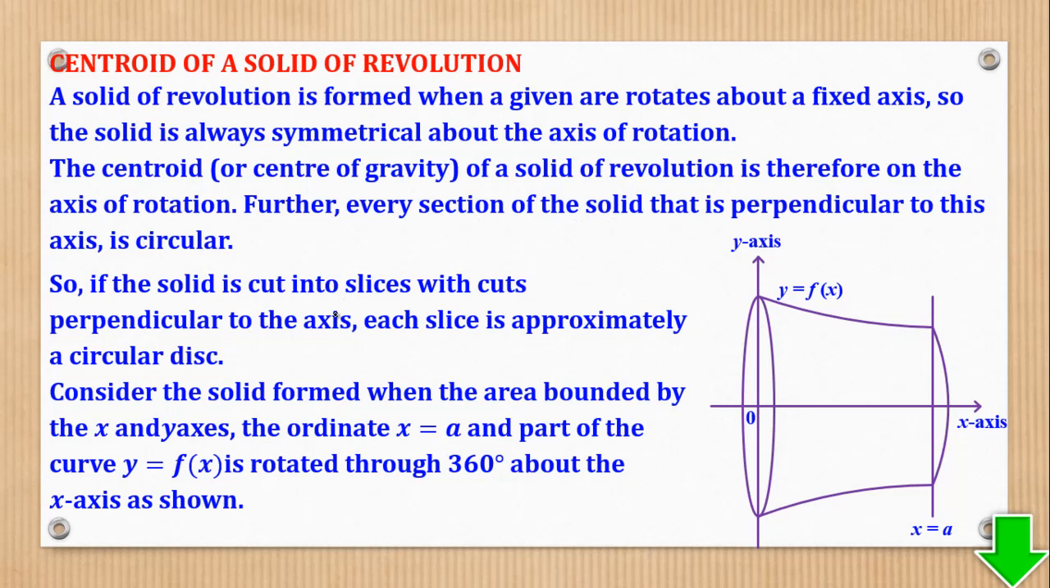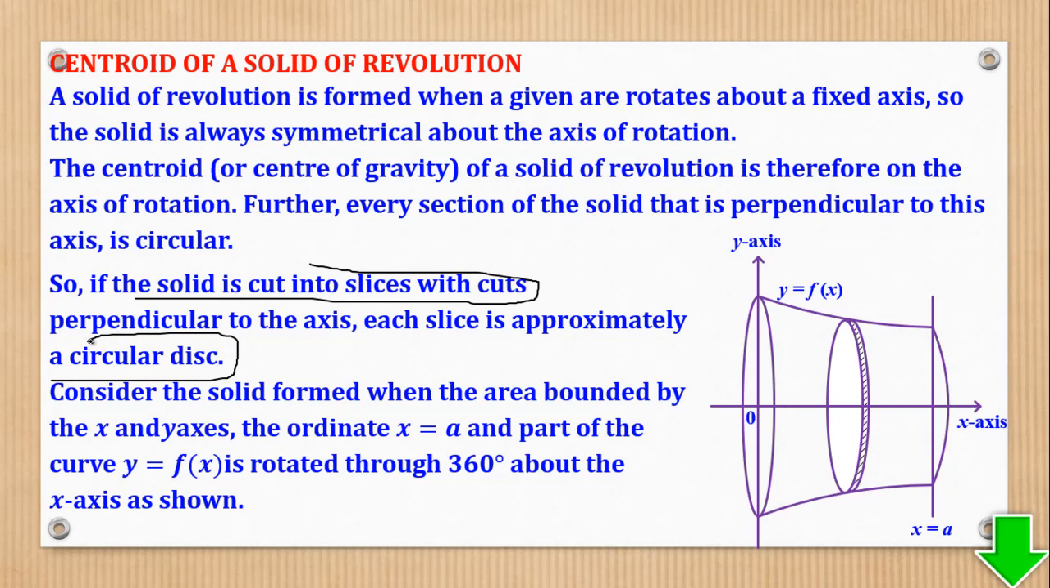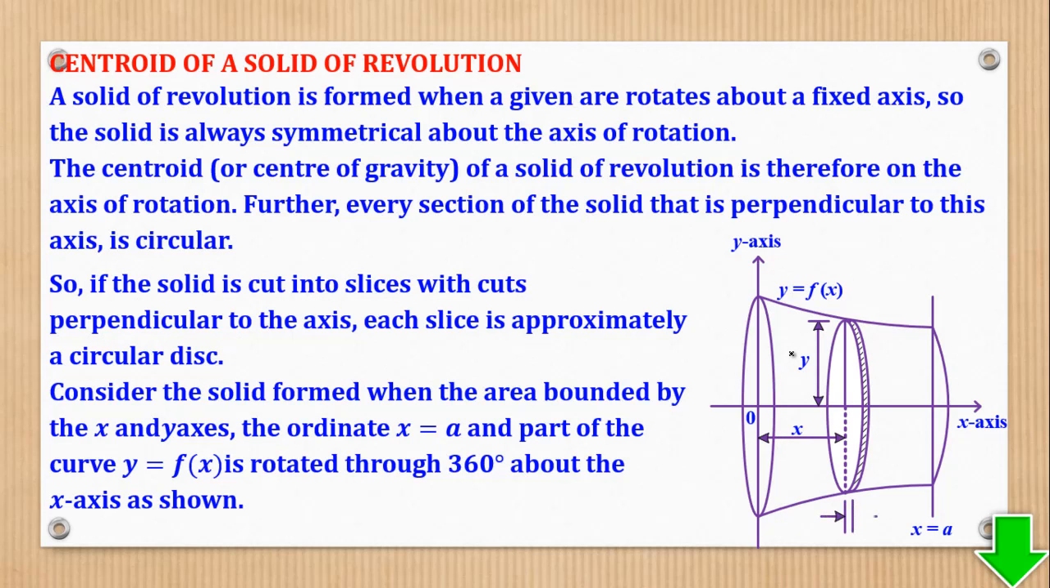But we are going to cut it into slices. Those ones. So those are approximately circular disks with radius y and thickness small change in x. So that is the radius and the thickness. So thickness is small change in x.